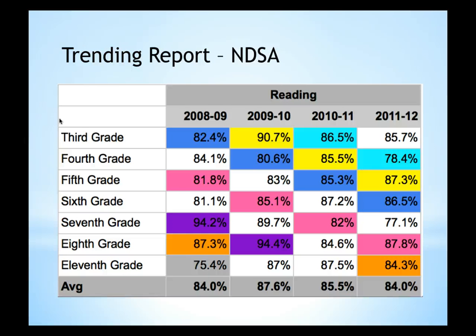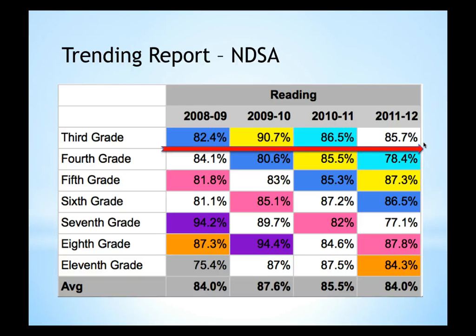This is our trending report for the NDSA. Depending how you run it, if you select your parameters so that you have all your grades and you select as many years as possible, you'll end up looking at your trend data for NDSA in your district. We can look at trends in a couple of ways in this NDSA trend report. We can go from 3rd grade in the 08-09 to the 09-10 to the 11-12 and see how they're performing over a span of years, only 3rd grade.